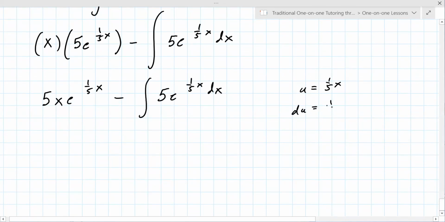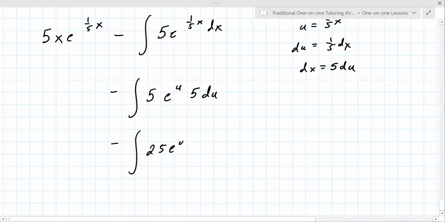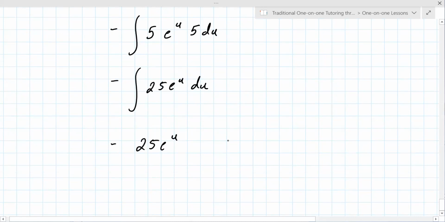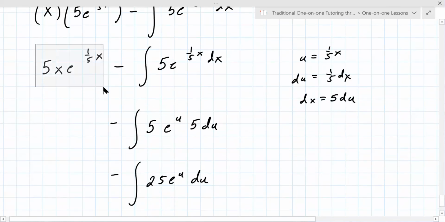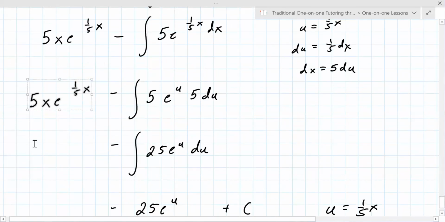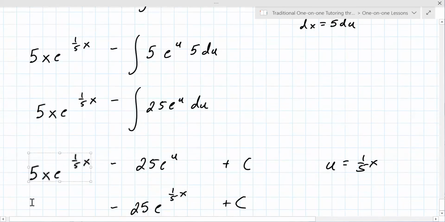du is 1/5 dx. So this becomes minus integral 5 e to the u, and dx is 5 times du. So instead of dx, it's 5 du. So this becomes minus integral 25 e to the u du. And the antiderivative of that is 25 e to the u plus c. But u is 1/5 x, so it's minus 25 e to the 1/5 x plus c. And then we bring down this other part right here that's in every line. Let me copy that in. Boom. And then this last line here.